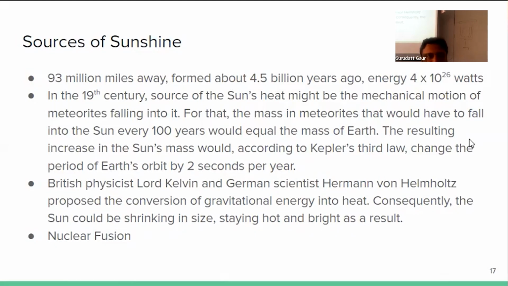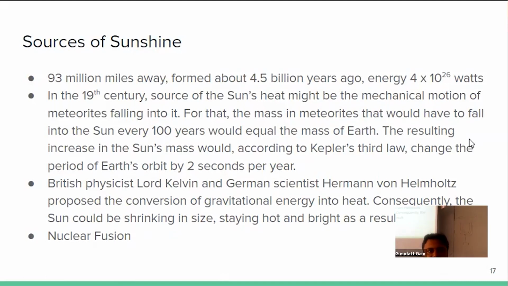But finally, the current understanding is that it is nuclear fusion which is responsible for the energy, the sunshine. What is nuclear fusion? We know nuclear fusion and fission, the two processes. Right.